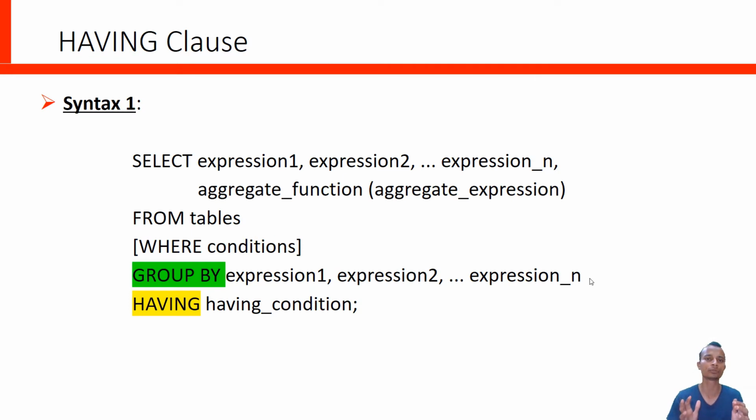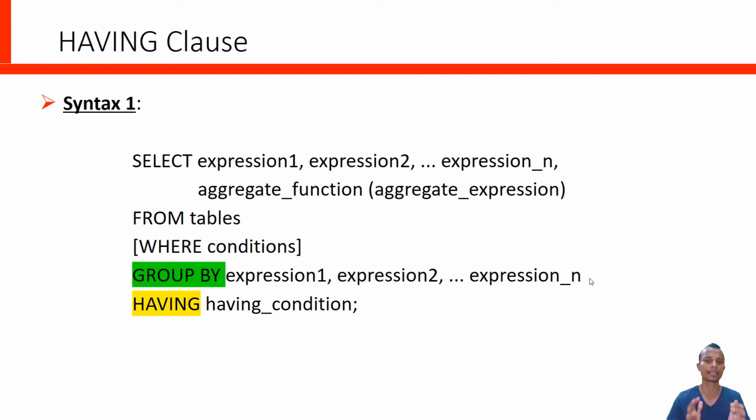The syntax which needs to be followed is: select expression 1, expression 2 up to expression n, followed by the aggregate function in which the parameter passed is the aggregate expression, from tables, followed by the where conditions, group by expression 1, expression 2 up to expression n, having condition. Here, expression 1, expression 2 up to expression n are the expressions that are not encapsulated within an aggregate function and must be included in the group by clause.